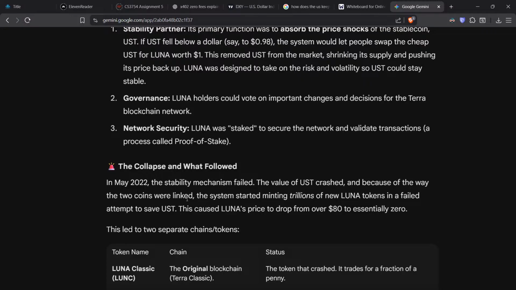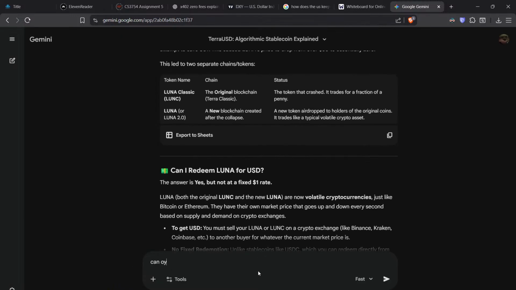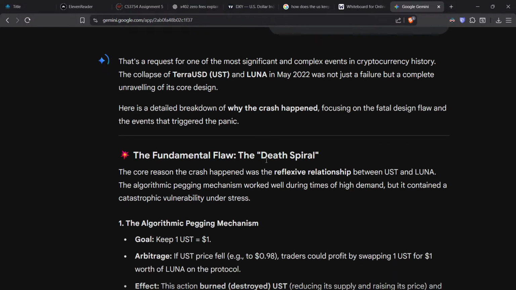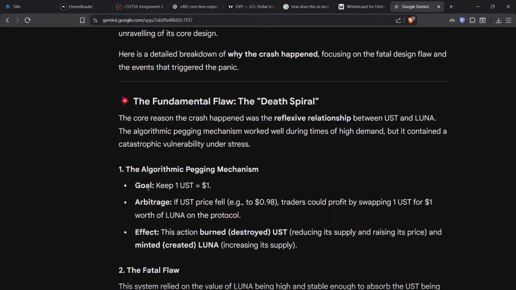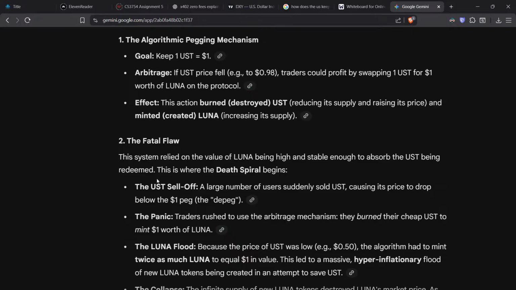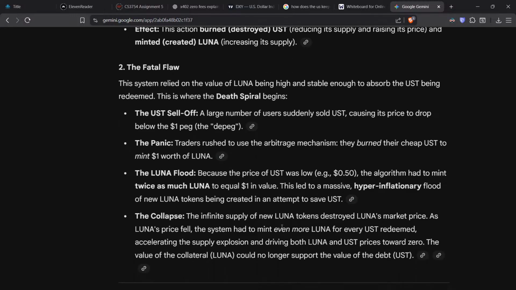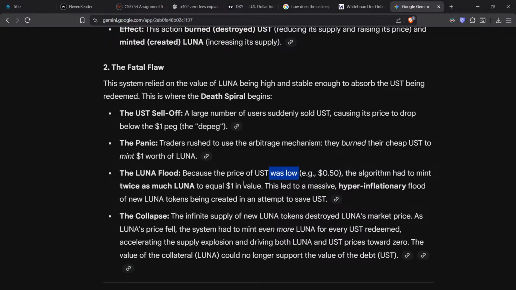The value of UST crashed because... can you explain what happened in the crash in detail? A large number of users suddenly sold UST, causing its price to drop. Okay. Traders rushed to use the arbitrage. They burned their cheap UST to mint Luna. Okay. Because the price of UST was low, the algorithm had to mint twice as much Luna to equal $1 in value. An inflationary flood of new Luna tokens.